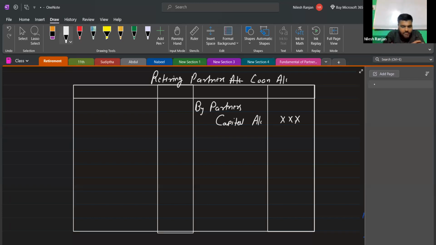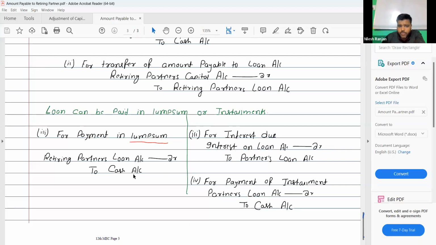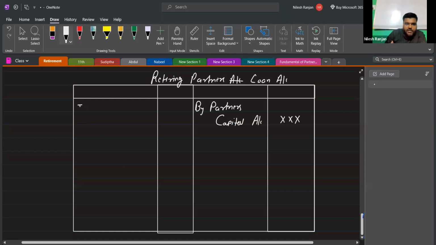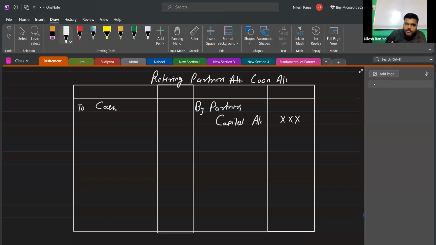After that, I told you if it is paid in one installment, there is no interest on it, then the entry is retiring partner's loan account debit to cash account. So you will write here to cash account and the matter is solved. The amount will be written here and the total will be equal. So there is no balance. There is no need to forward the balance. But if the amount is paid in 2 or 3 installments, then interest will be payable.